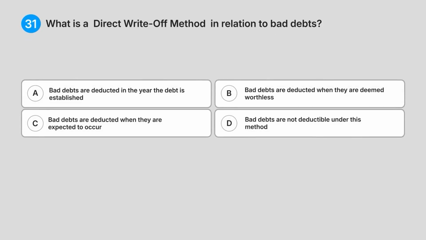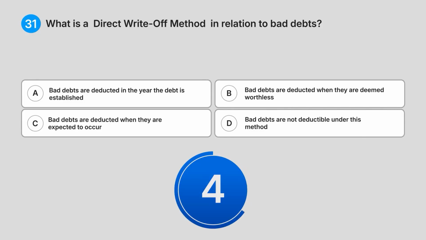31. What is a direct write-off method in relation to bad debts? A. Bad debts are deducted in the year the debt is established. B. Bad debts are deducted when they are deemed worthless. C. Bad debts are deducted when they are expected to occur. D. Bad debts are not deductible under this method. Do you know the answer?